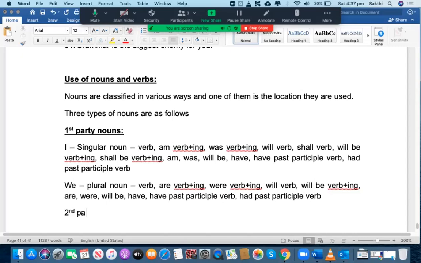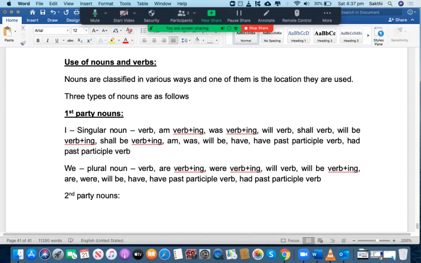Let's go to the second party nouns. What are the second party nouns? Second party nouns means the people who are sitting in front of you. So what do we say? We say "you" in the singular noun.